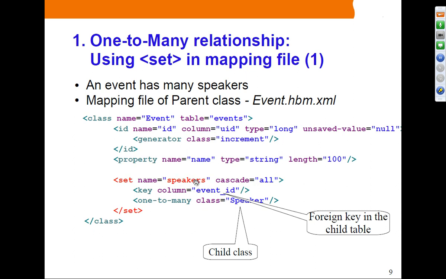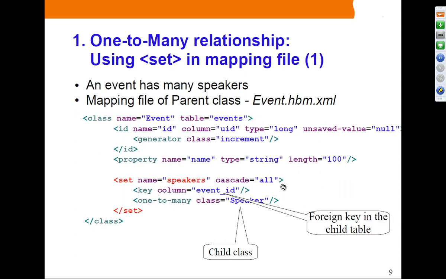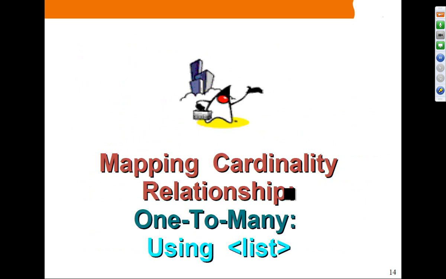Make a change to speakers, instead of speakers say speakers1, without changing the Java code, and see what kind of problem you experience. Okay, and try cascading: delete this cascading and see what happens. Okay, so that is that. Okay, so that is set.